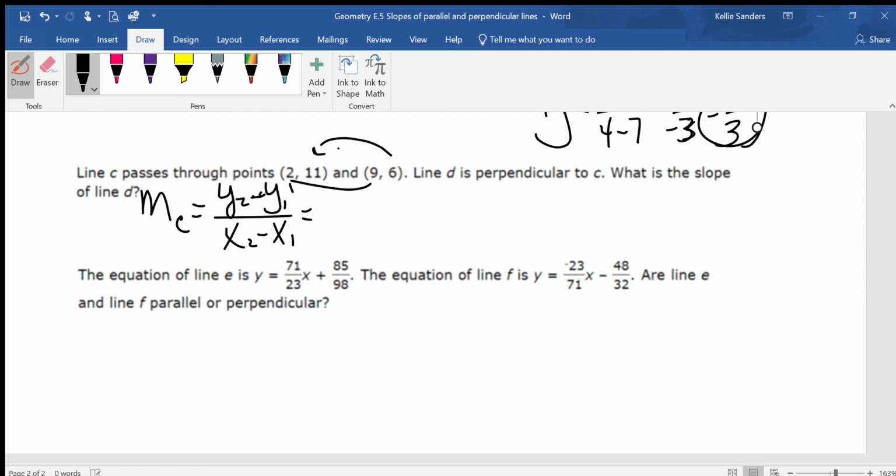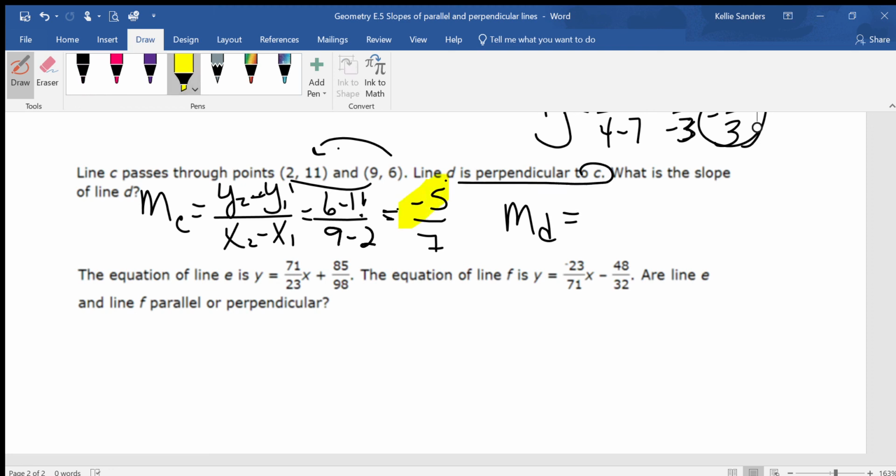So 6 minus 11 over 9 minus 2. 6 minus 11 is negative 5. 9 minus 2 is 7. 5 over 7 does not reduce, and my negative is on top, so I am peachy right there. Line D is perpendicular to C. If C's slope is negative 5 over 7, and D is perpendicular, then what's the slope of D? If the original is negative, then our slope's going to be positive. And then we put the 7 on top and the 5 on bottom.